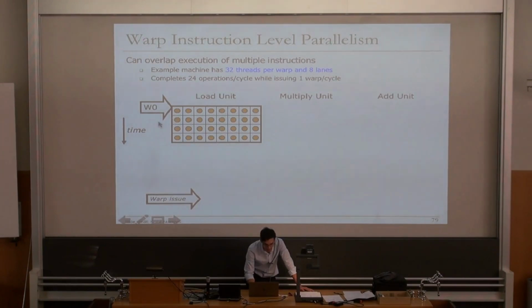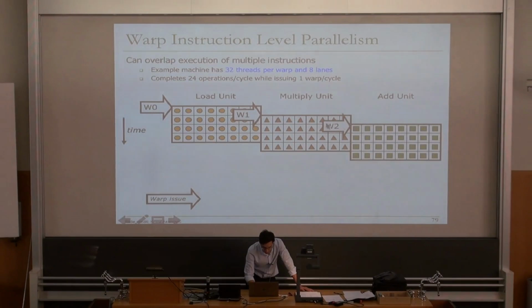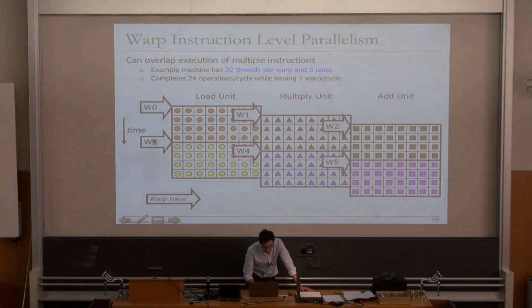In the multiply unit, in the next cycle, the scheduler could schedule one multiply instruction, and the warp scheduler has decided that it is for warp 1. So here we will be executing the multiply operation for the first 8 threads of warp 1. In the add unit, we have an addition operation for warp 2. And then a new load operation for warp 3, warp 4, warp 5.